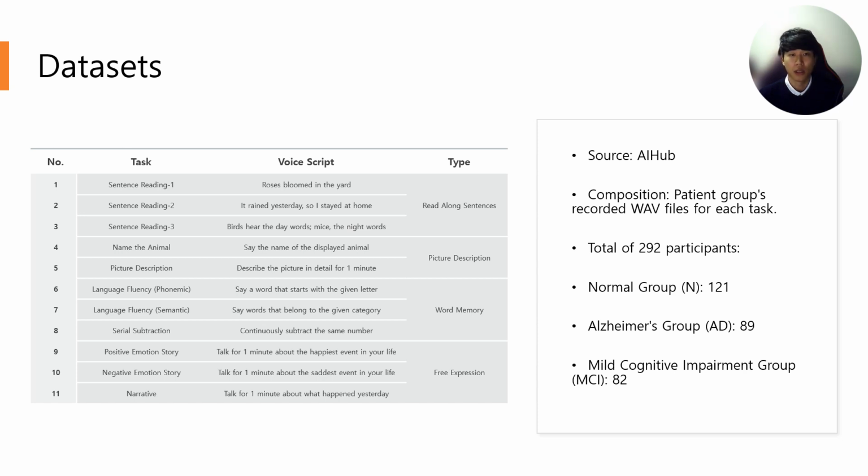The data was collected from a total of 292 participants, including 121 from the normal group, 89 from the Alzheimer's disease group, and 82 from the mild cognitive impairment group. The duration of the voice data ranges from a minimum of 3 seconds to about 1 minute. For questions 1 to 4, the duration is within 30 seconds, and for questions 5 to 11, it is up to 1 minute.